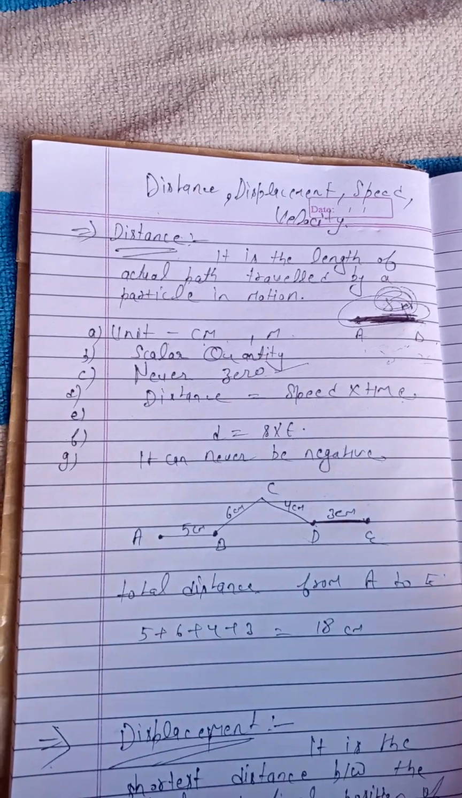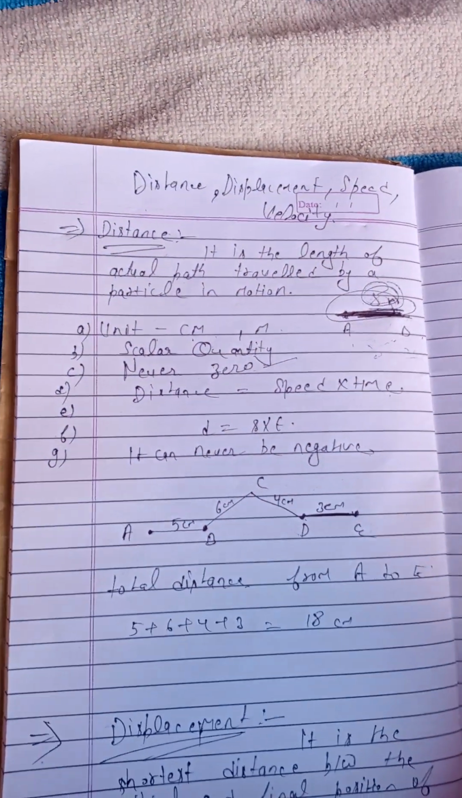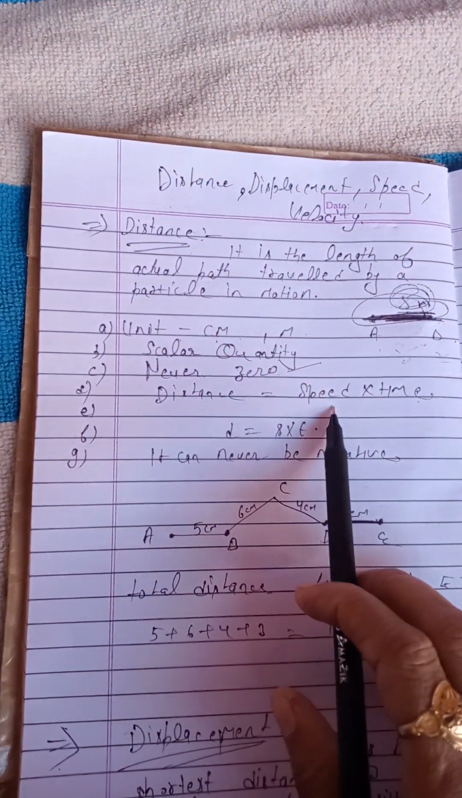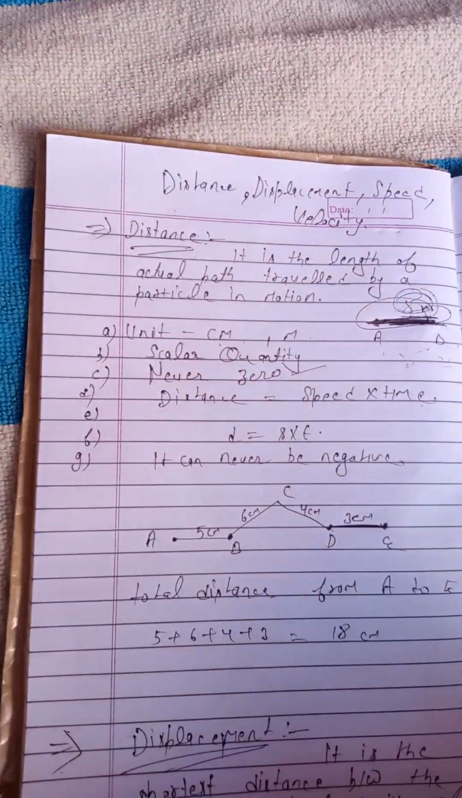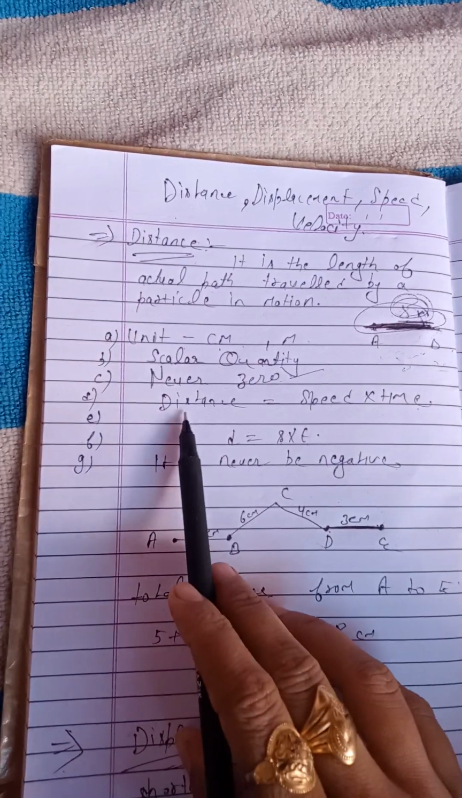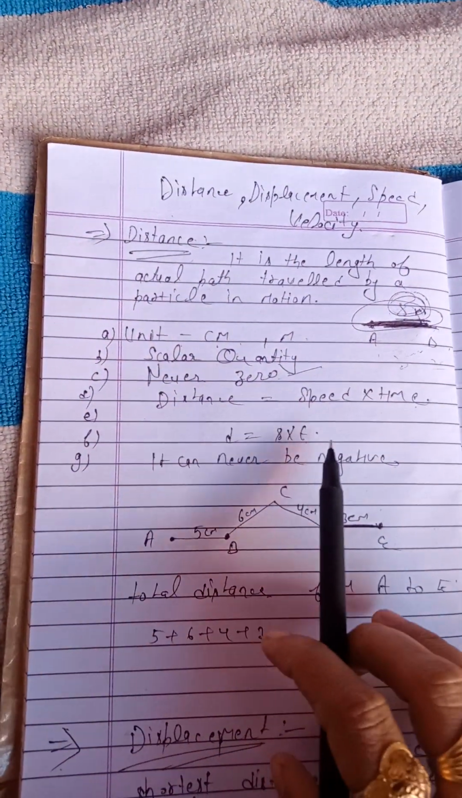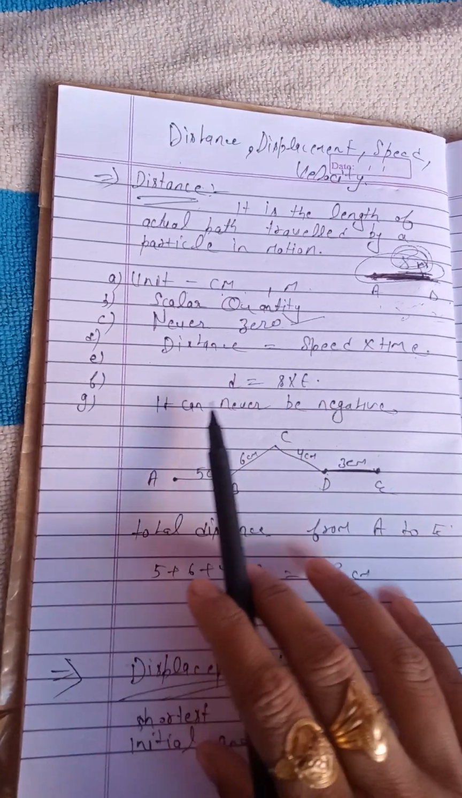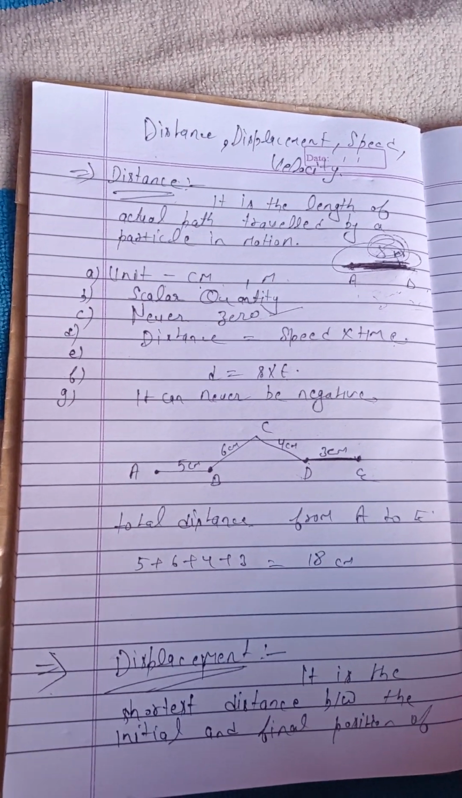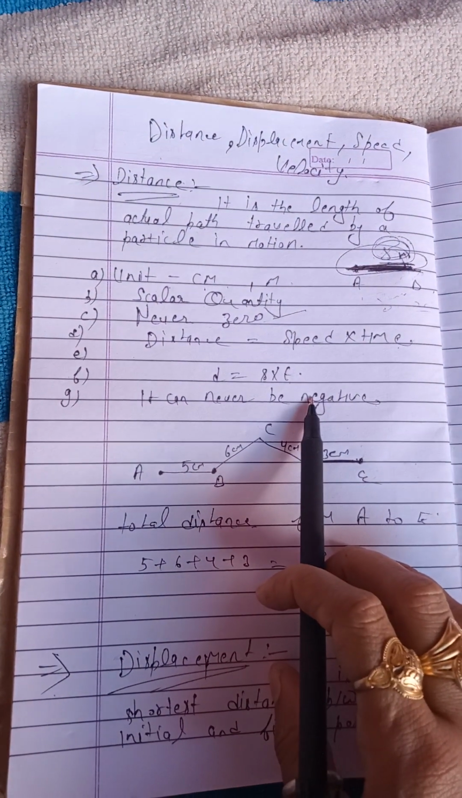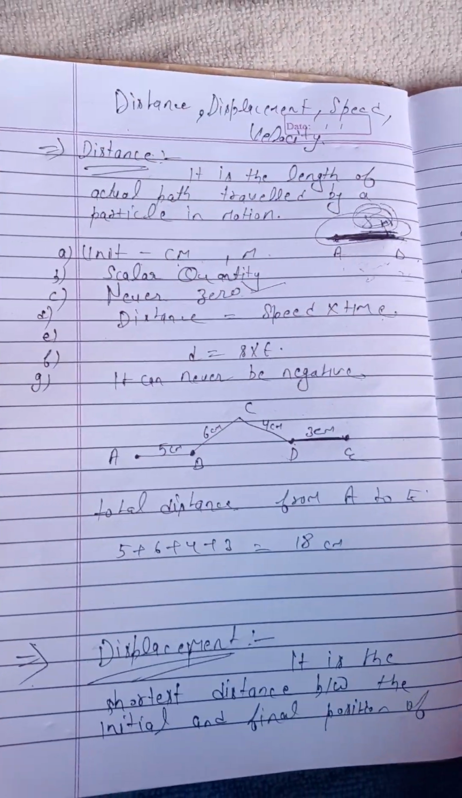Distance is equal to speed multiplied by time. The formula of distance is speed multiplied by time. Here speed is denoted by s, time is denoted by t, and distance is denoted by d. So d is equal to s multiplied by t. Distance can never be negative. Distance can be positive.